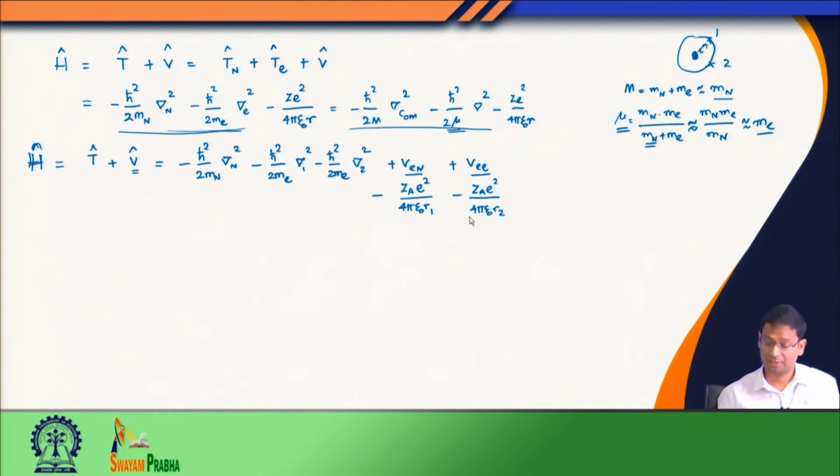Now, here I have these two terms, and the electron repulsion will be e squared divided by 4 pi epsilon 0 r_12, where this is r_12, this is r_1, this is r_2. r_2 is the distance between the second electron and the nucleus, r_1 is the distance between the first electron and the nucleus, r_12 is the distance between the 2 electrons. So, now I see I have these terms. Let us rewrite them.